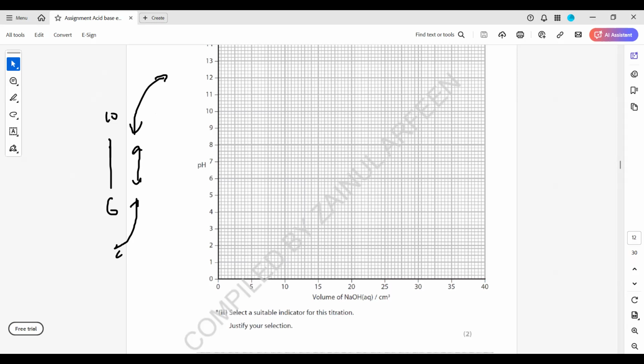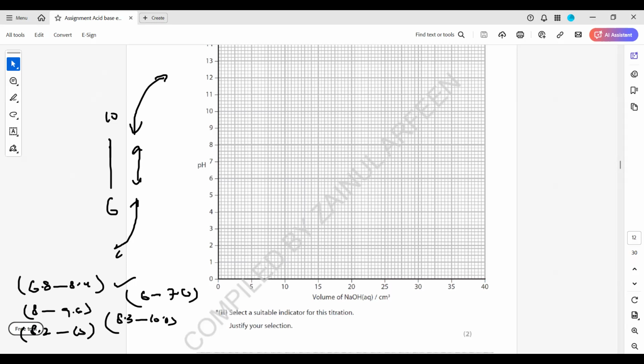For example, phenol red shows a color change from 6.8 to 8.4, so I can choose that. Thymol blue has a pH range from 8 to 9.6, so yes, I can also choose that. Phenolphthalein changes from 8.2 to 10, I can also choose that. Thymolphthalein shows a color change from 10.3 to 10.6, so I can also choose that. And if I select, for example, thymol blue, which changes color from 6 to 7.6, I can also choose that.